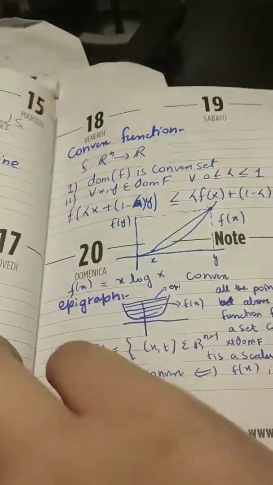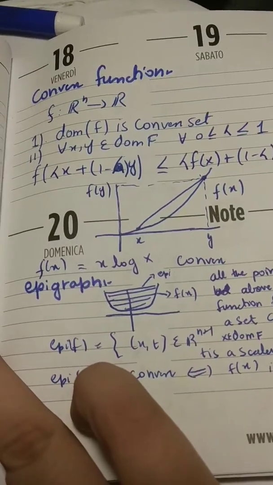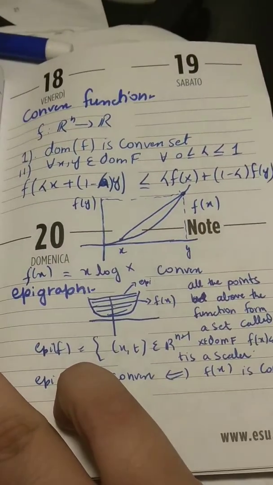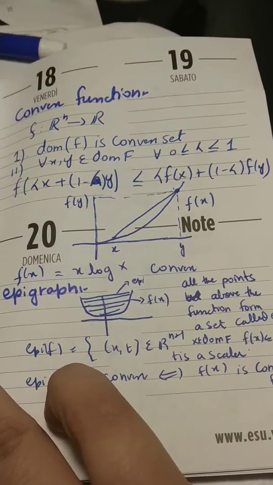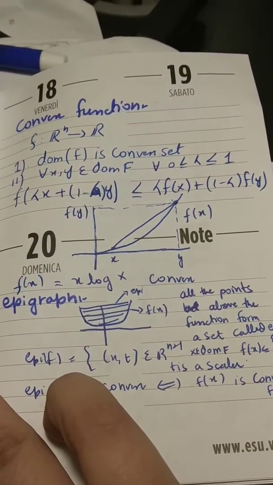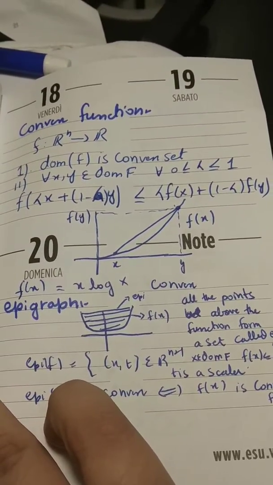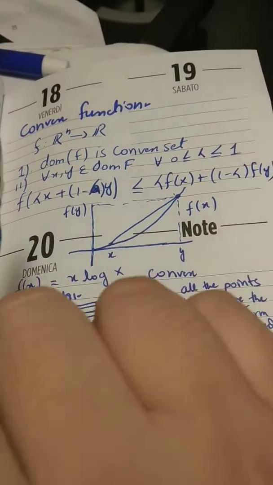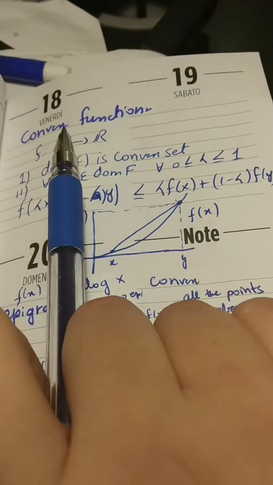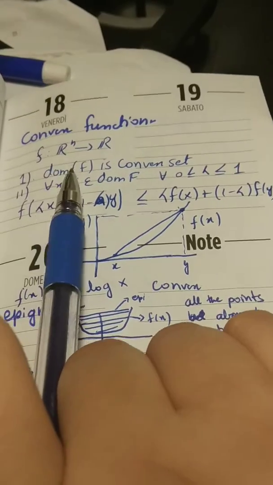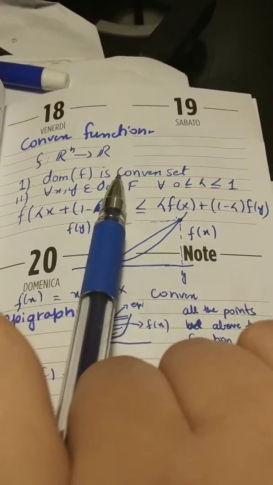Now you see there is a convex function definition. If there is a function from Rn to R, what is Rn? N-dimensional real space, and R is the real space. If we satisfy these two properties, then it is called a convex function. First, a function is convex if its domain is convex, for all values x, y belonging to the domain.